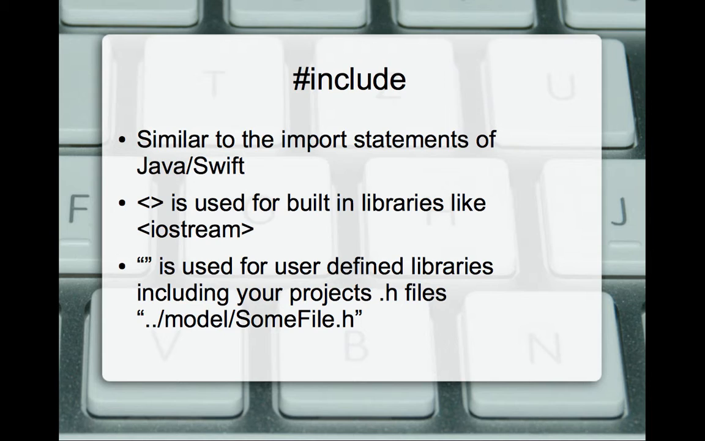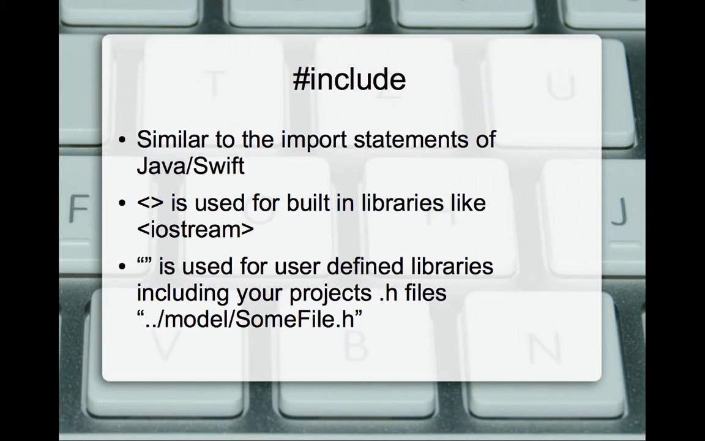We have two different styles of pound include statements. We have the angle bracket pound include, and we have the quotes pound include. The angle bracket pound include is for built-in C++ library structures. So these are the libraries that are built into it, whether it's a standard template library or whether it is a built-in library that's part of just the C++ library itself, where you have access to things that are already part of the language.